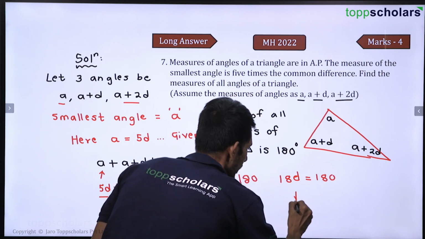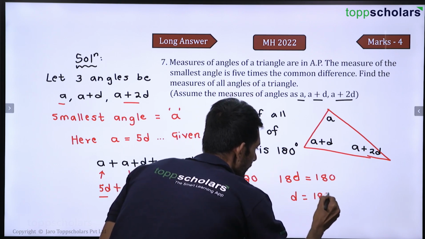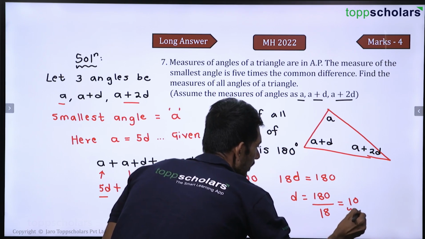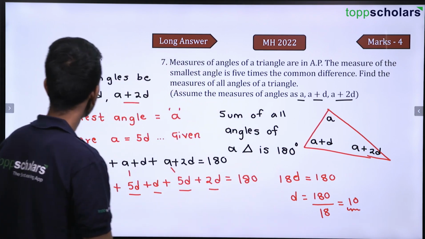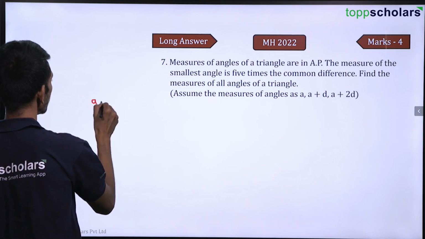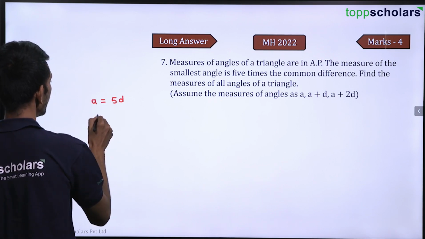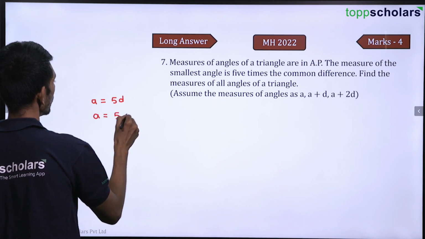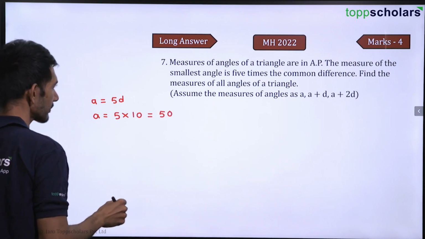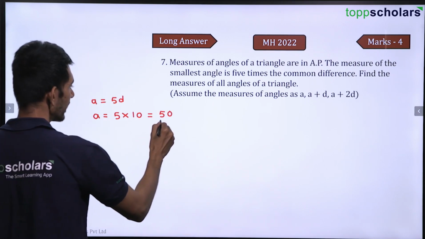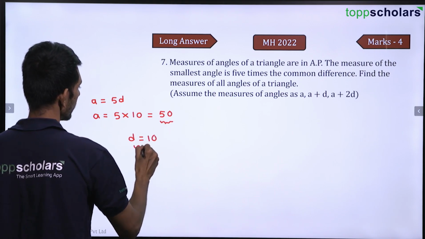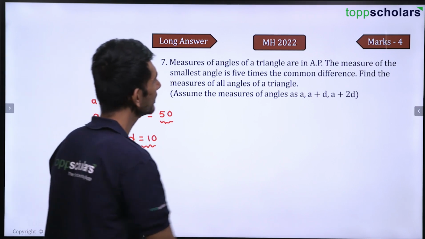So can I say D will be equal to 180 divided by 18, which is 10. The value of D is 10. Now the value of D is 10. We know that A is equal to 5D, right? And the value of D is 10. So A will be equal to 5 into 10, that is 50. Now A is 50 and D is 10. So what will be the three angles?